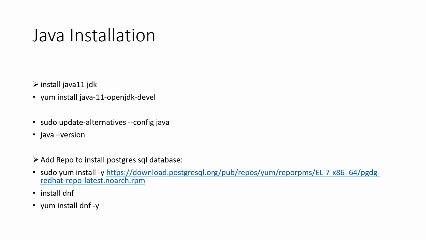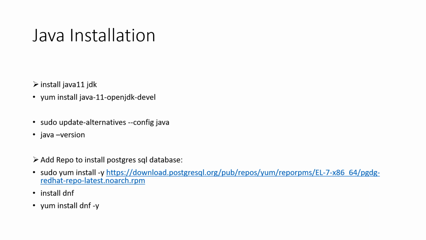This slide talks about Java installation. Basically, you need to install Java before installing SonarQube. It's a prerequisite to install SonarQube. Using yum install java-11-openjdk-devel, you can install this OpenJDK version. After that, you can check the Java version using this command, java --version.